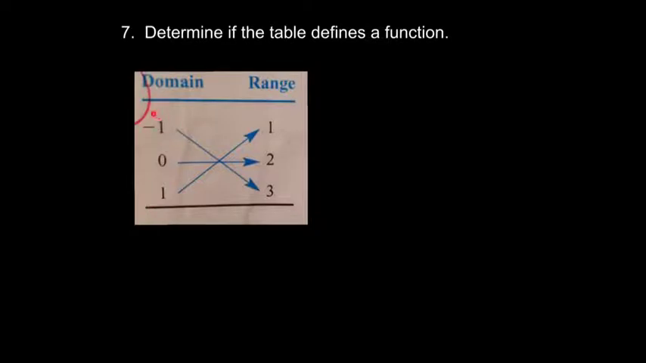The domain element of -1 is paired with 3. It's not paired with anything else. 0 is paired with 2. Again, not paired with anything else. 1 is paired with 1, not paired with anything else. Since each one of these elements is paired with exactly one element of the range, then this is a function.